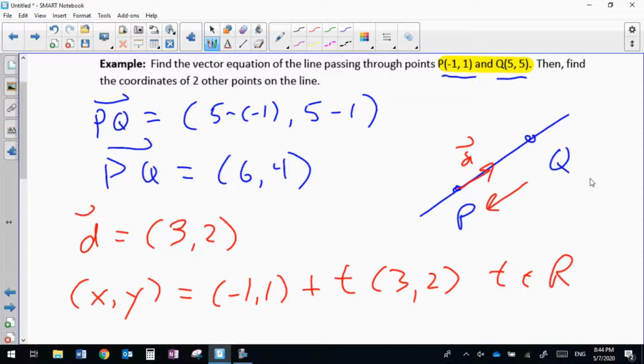It would not be wrong to replace -1, 1 with 5, 5, and it would not be wrong to use 6, 4 instead of 3, 2. It'd just be odd. And it wouldn't be wrong to use -3, -2. It would just be strange to do it that way.